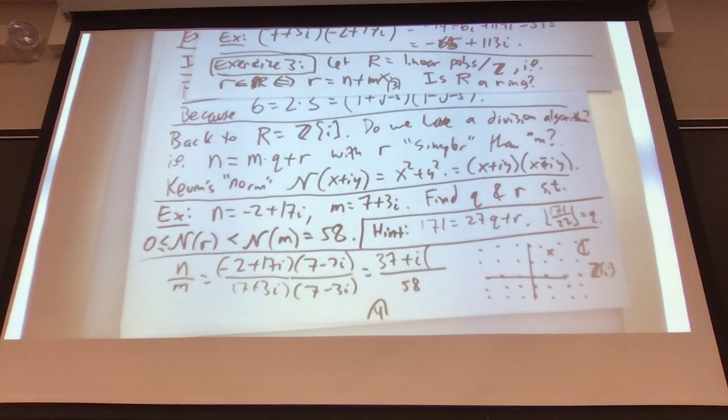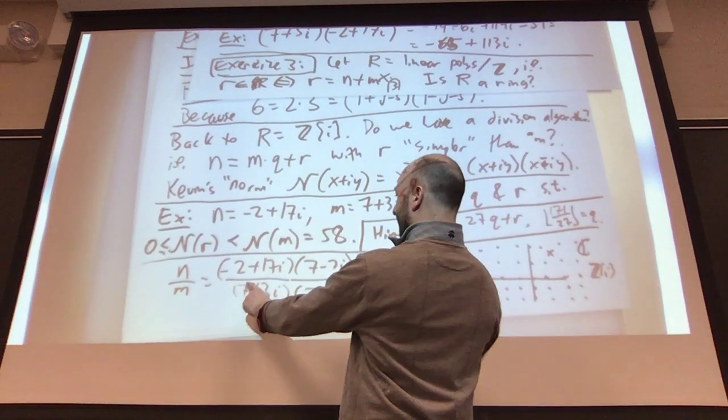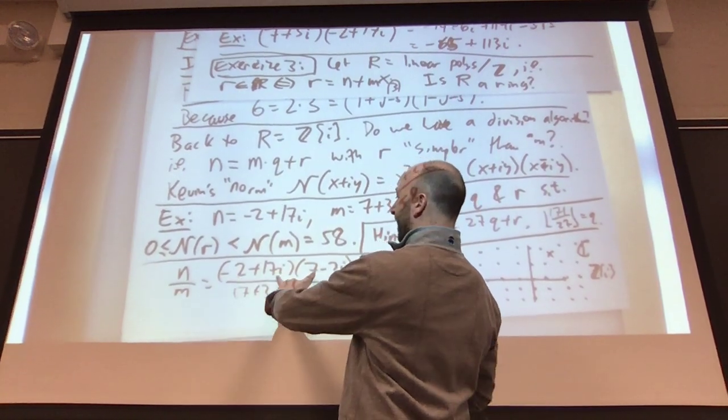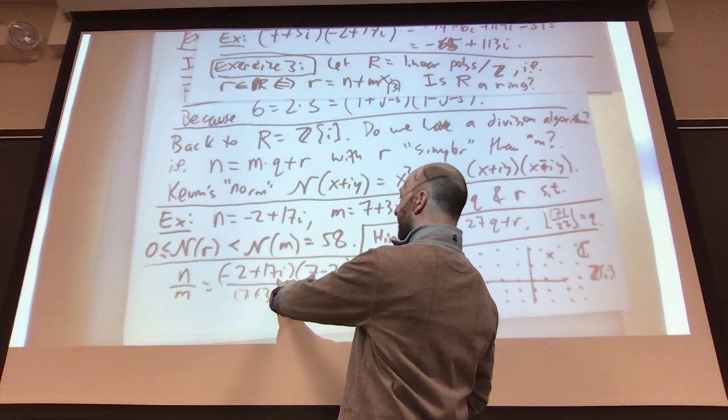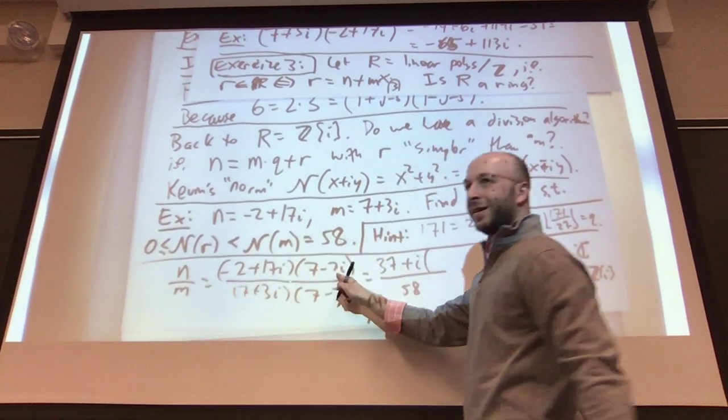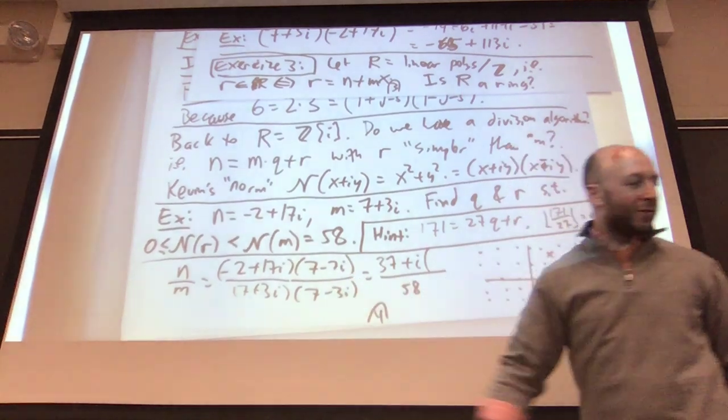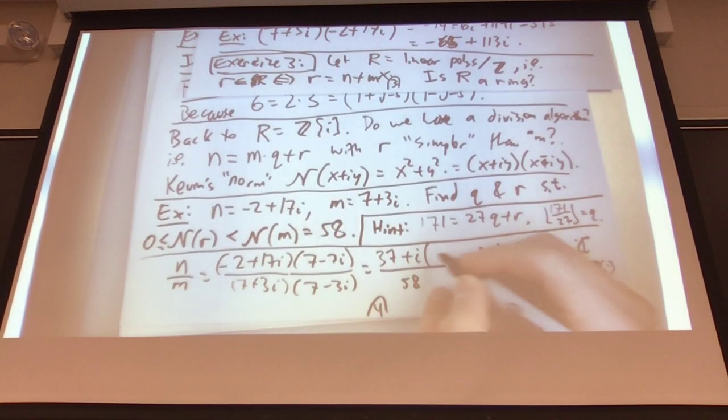Plus 124. Yeah, so we're going to get a plus 6 and a plus 1. We did this already. 17 times 7 is 119. 119 plus 6 is 125.